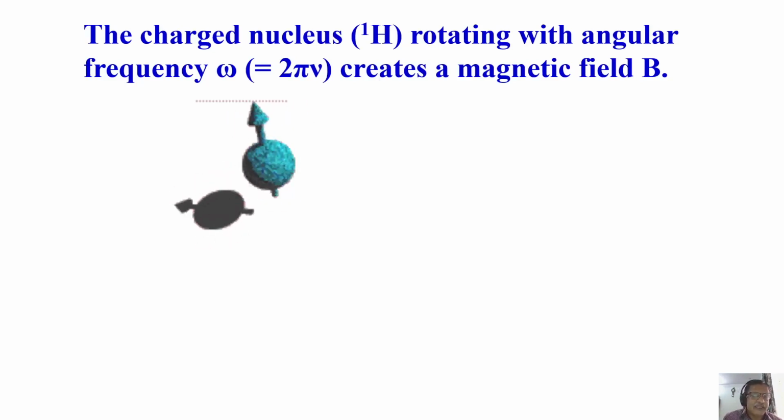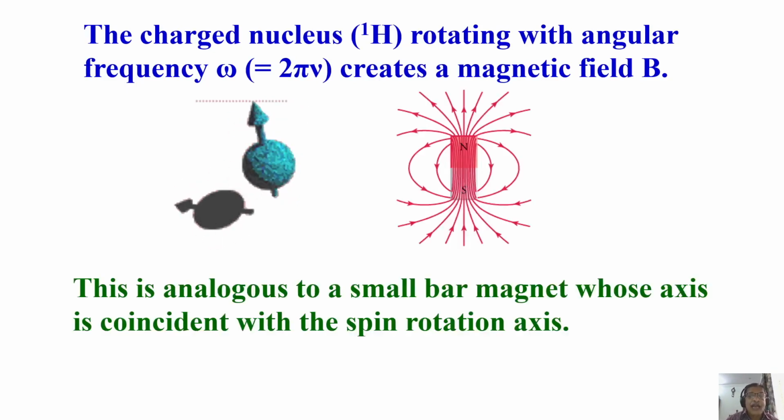Let us take the charged nucleus as a spin, which is rotating, undergoing precession. So it has to create a magnetic field. So it is analogous to a small bar magnet with two poles, north and south pole. That means you can interpret this spin as a small dipole. It is a small tiny magnet. This is analogous to a bar magnet whose axis is coincident with the spin rotation axis here.